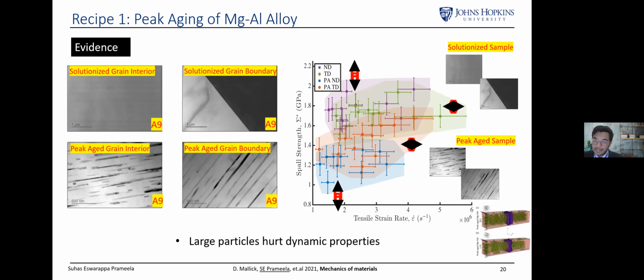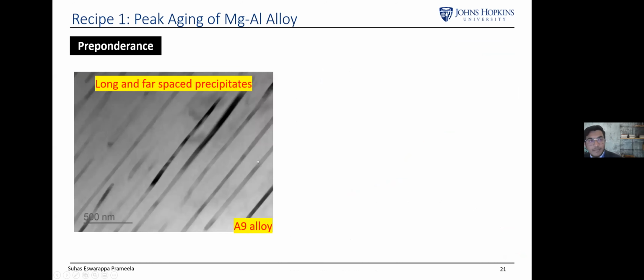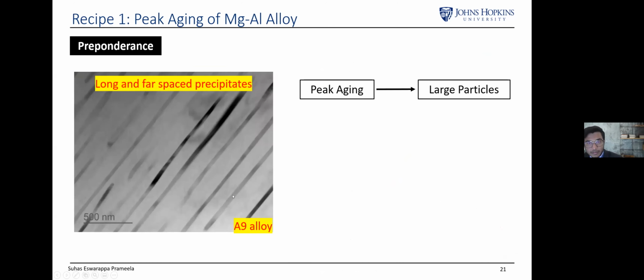This is a perfect example of how the materials design principle for quasi-static applications cannot just be directly translated to high strain rate applications, right? So that's one of the reasons why nano precipitates or nanoscale precipitates are very, very important, as opposed to these conventional elongated particles that you get in magnesium alloys.